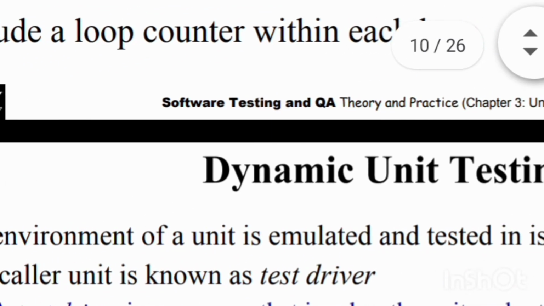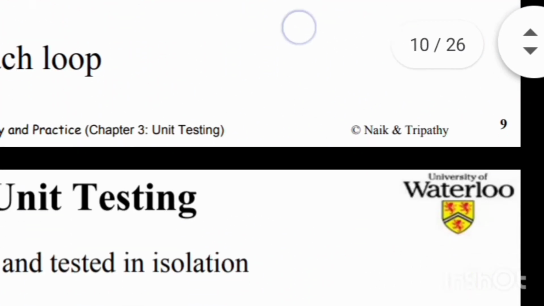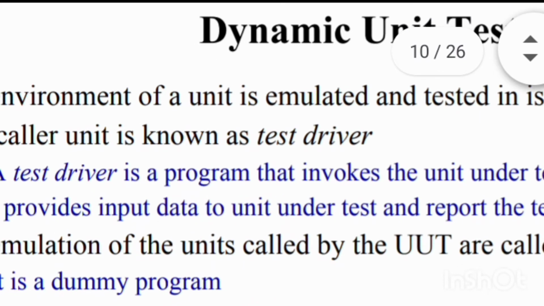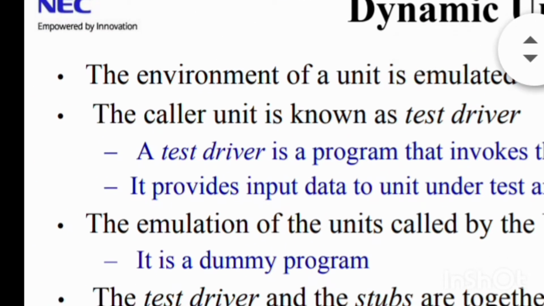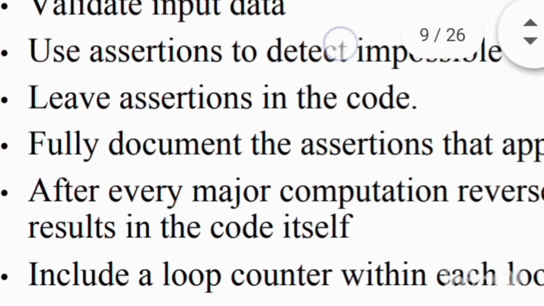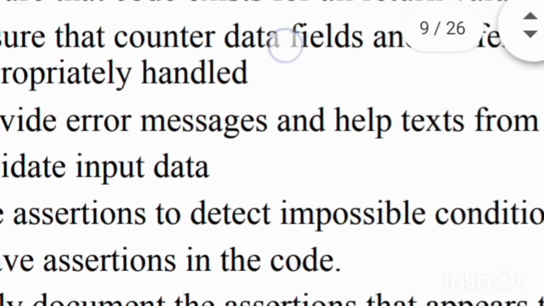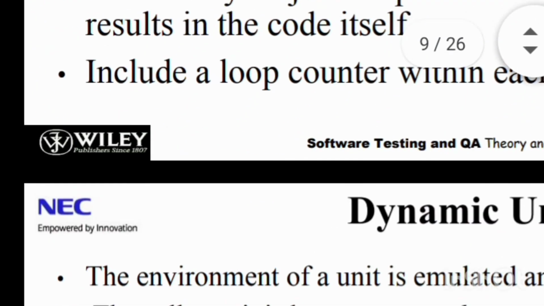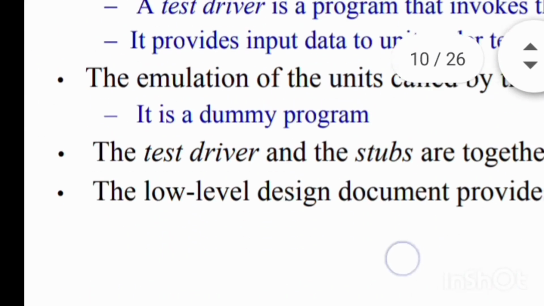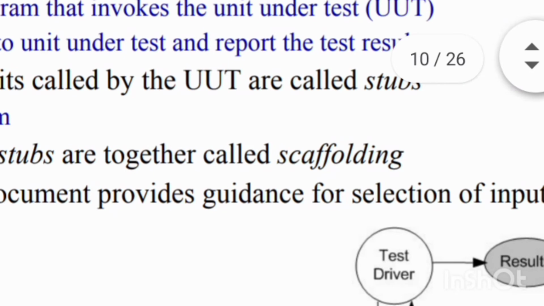After every major computation, reverse compute the inputs from the results in the code itself. Include a loop counter within each loop. So these are the points we have to remember to prevent defects. The second one, unit testing after completion, we have to focus on the dynamic unit testing.